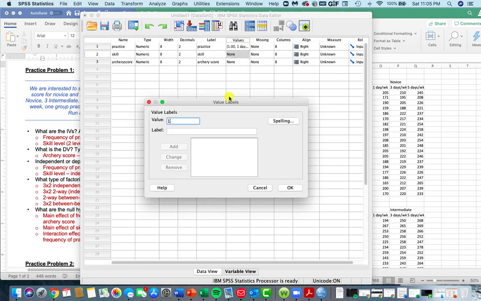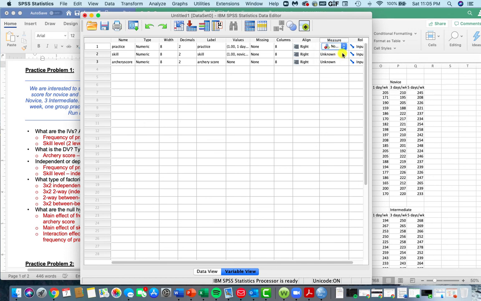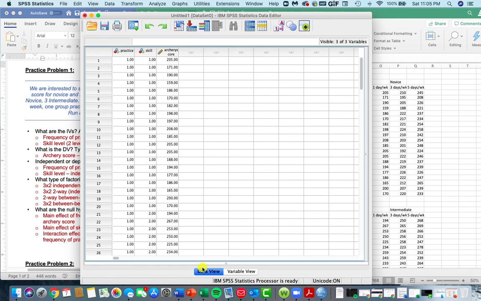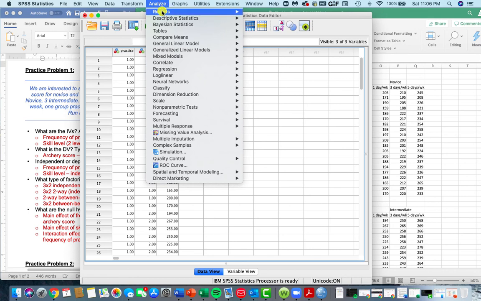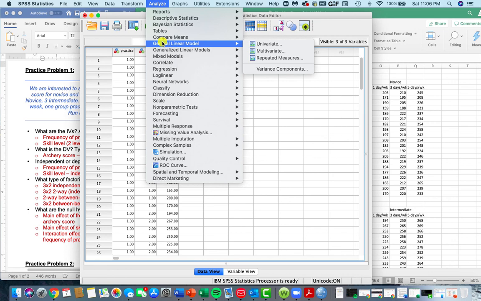For skill level, 1 was novice, and 2 was intermediate. We need to change both of these measures to nominal. Okay, there we go. And then make sure our archery scores are scale, so that matches how we classified our data already. And then from here, to do a between two-way ANOVA, we're going to go to Analyze, then General Linear Model. We've seen this before. And then we go to Univariate.